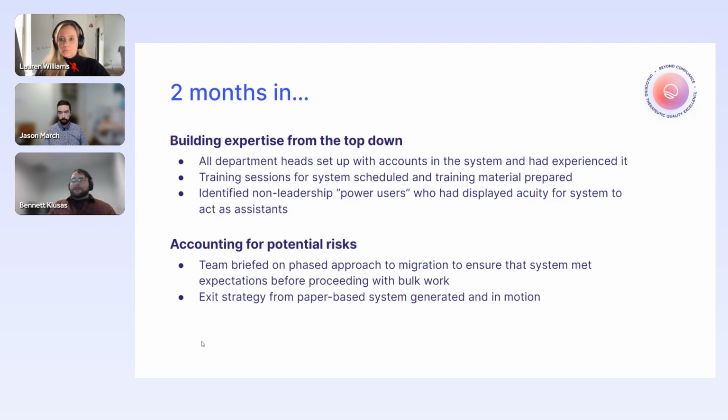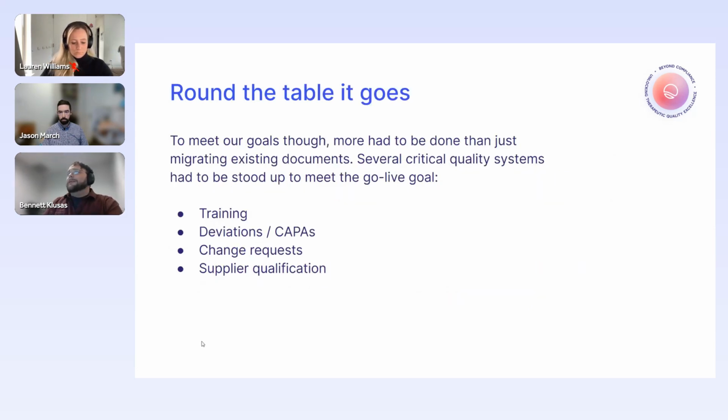So we briefed everybody on the phased approach to migration to ensure that the system met expectations before we'd gone doing all this additional work. That's cutting down rework. And we had a firm exit strategy from our paper-based system, and we'd begun to wind it down. So workflows were being cut off at that point, and things were getting started in Qualio from two months in.